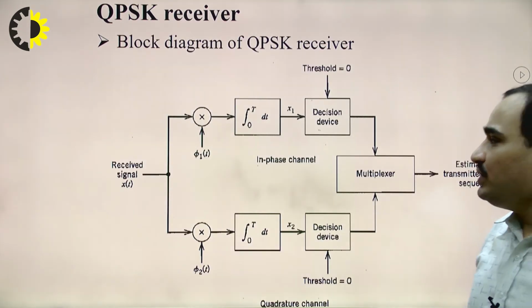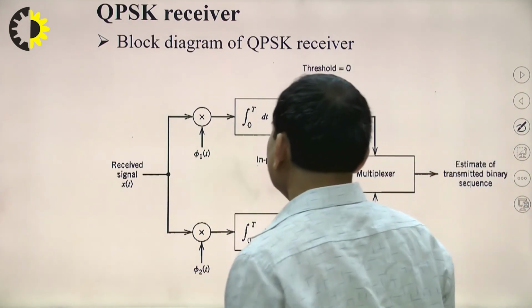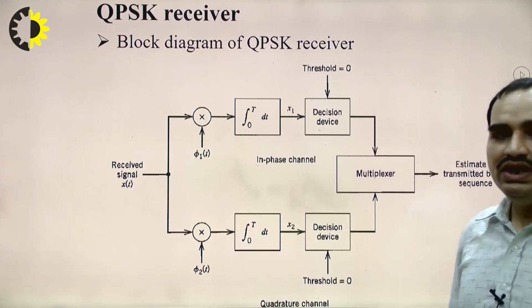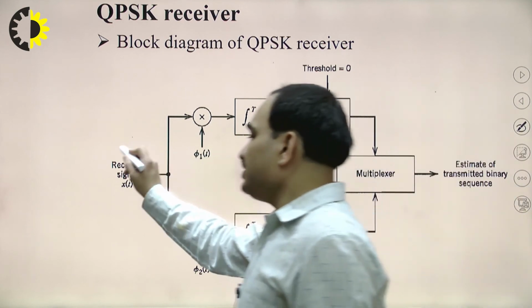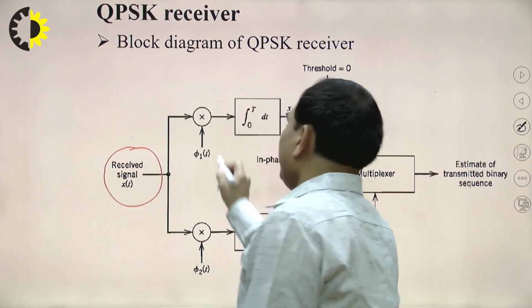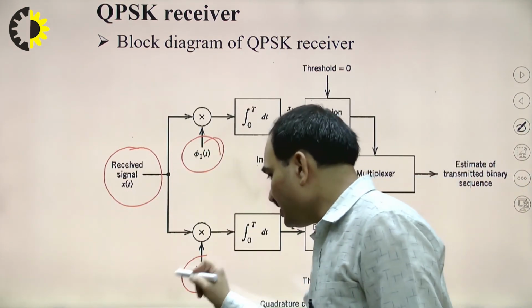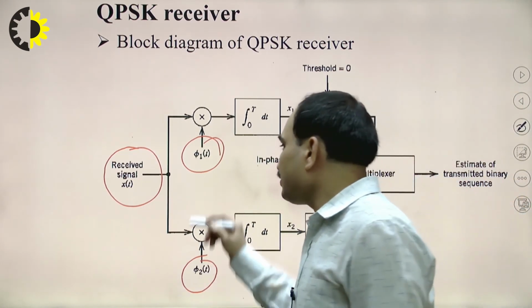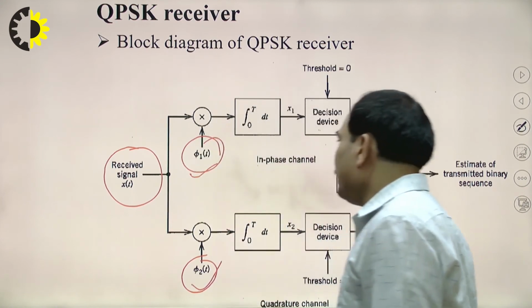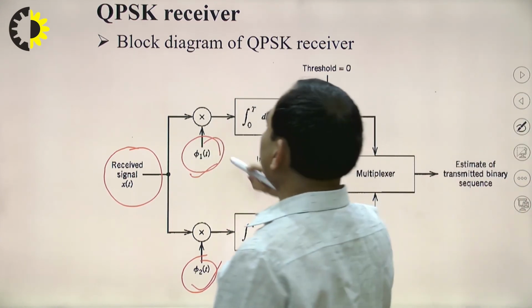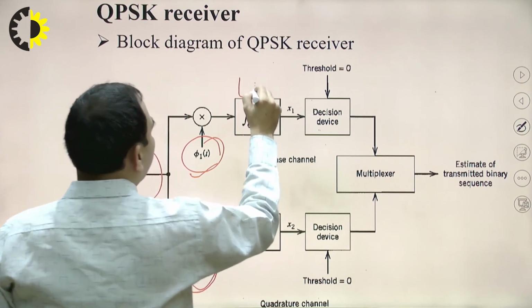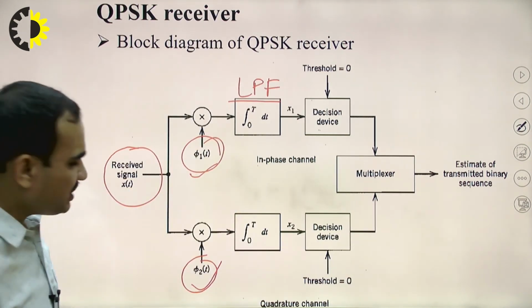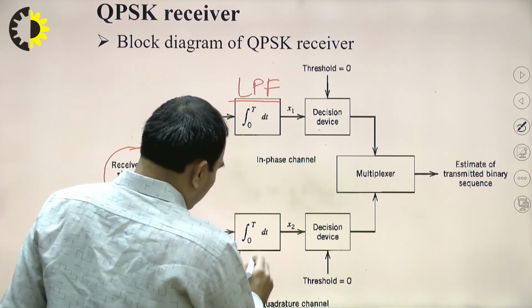Now the block diagram of the receiver. Whatever we have modulated, the same we have to demodulate, and we have to separate out these bits. The received signal is given by x(t), and we multiply it with the same basis functions, or carrier signals, phi 1(t) and phi 2(t) respectively. Then it is passed to the integrator, which works as a low pass filter.